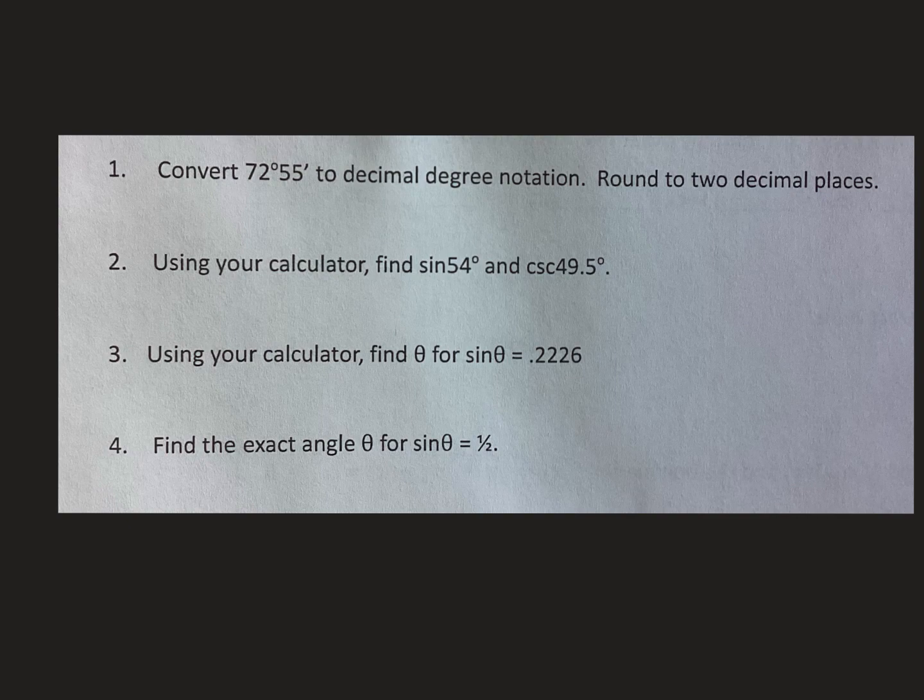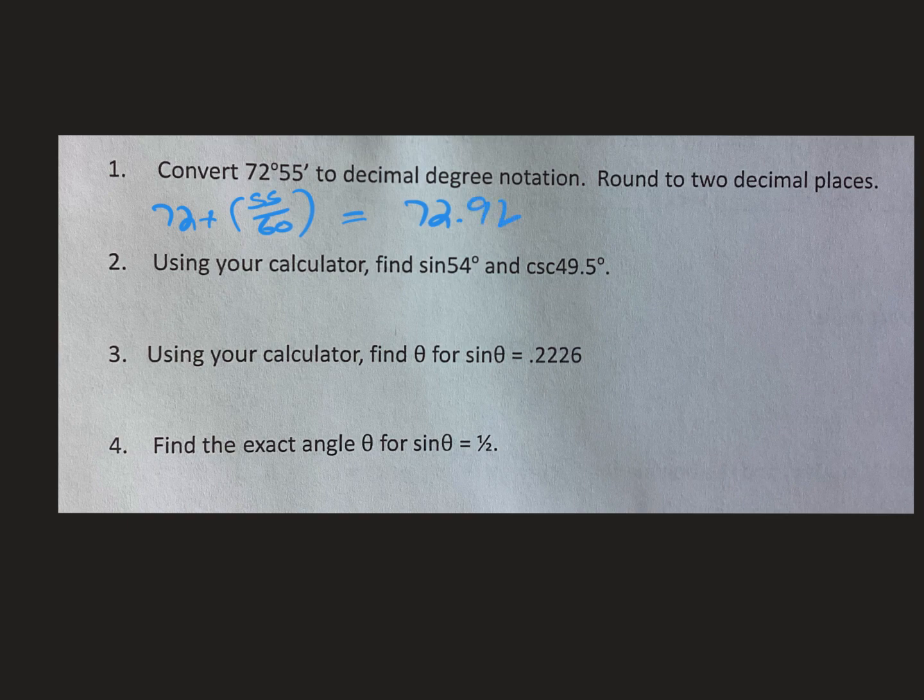All right, guys, let's knock out this review for test 9. Number 1, it says convert 72 degrees 55 minutes to decimals. So two ways you can do that. You can go to second apps and punch in your degrees and minutes, or you could also do 72 plus 55 over 60, because there's 60 minutes in a degree. Punch that straight in your calculator, you get 72.92 to 2 decimal places.